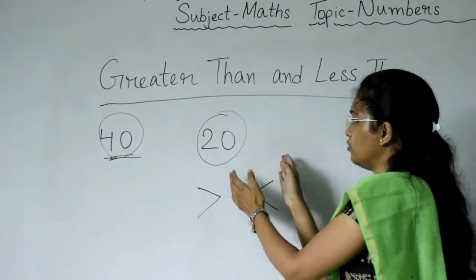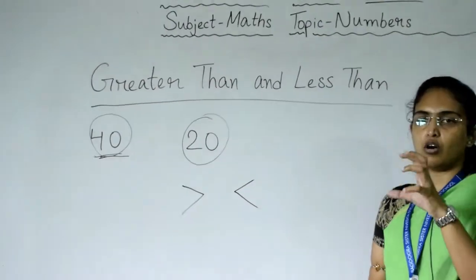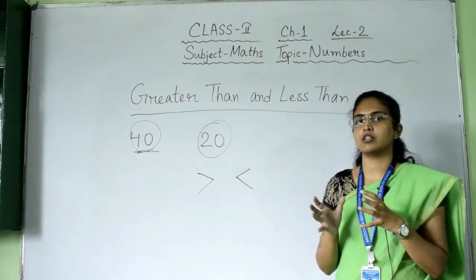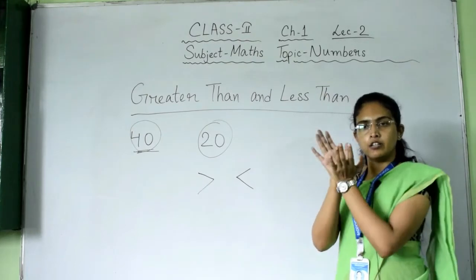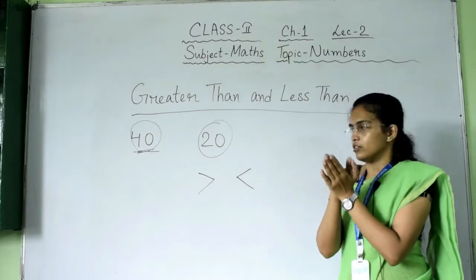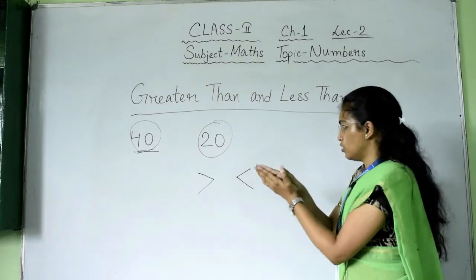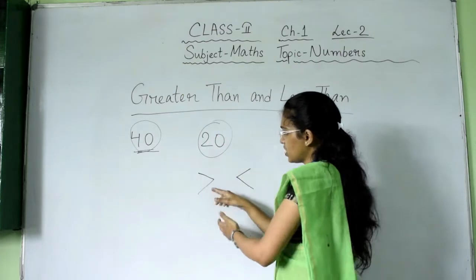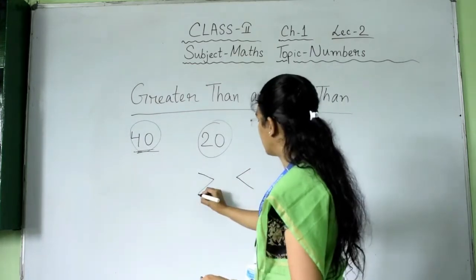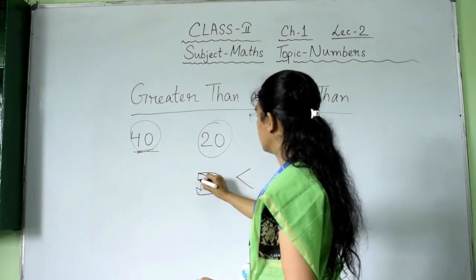So here, when we do the sum, remember one thing: the crocodile always wants to eat the bigger number. When he sees any bigger number, he rushes to that number and grabs it. When he sees the bigger number, his mouth becomes open like this. So look, this sign is the mouth of a crocodile. It has teeth like this.